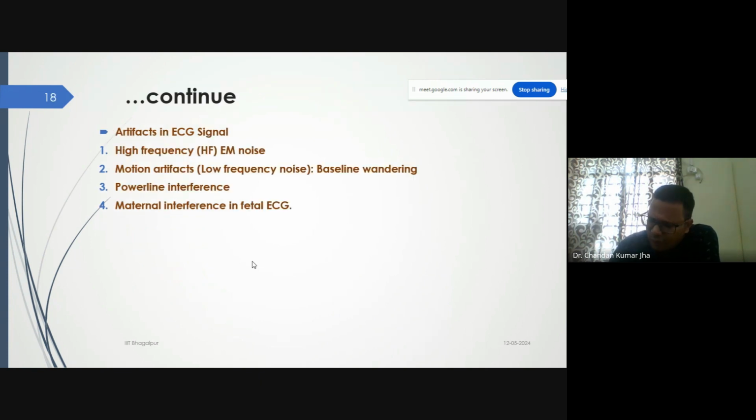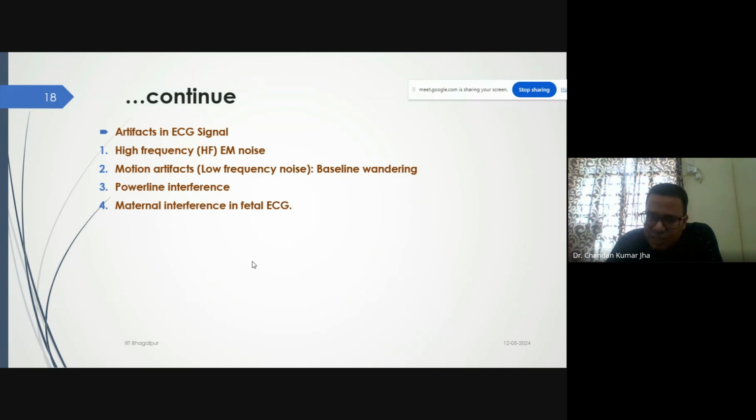Now, if we move on to the artifacts, before extracting the features you must know what the different noises related to the ECG signal are. The definition of noise is different, but in the case of the ECG signal, we call it artifacts. Artifacts are treated as noise, but they are introduced in the signal during the acquisition process, and that's why they are called artifacts. So artifacts are nothing but the noise introduced in the ECG signal or any biological signal during acquisition.